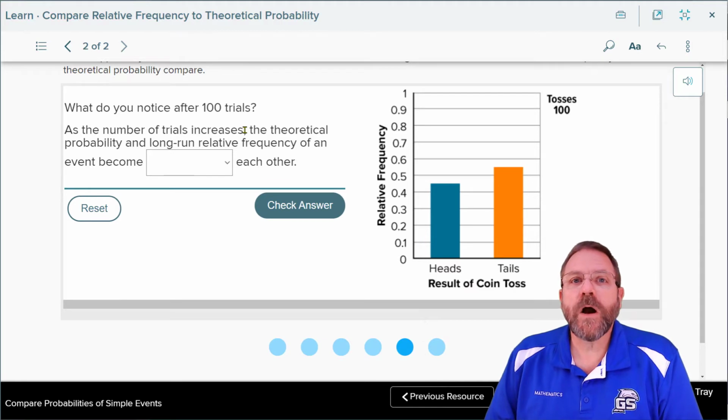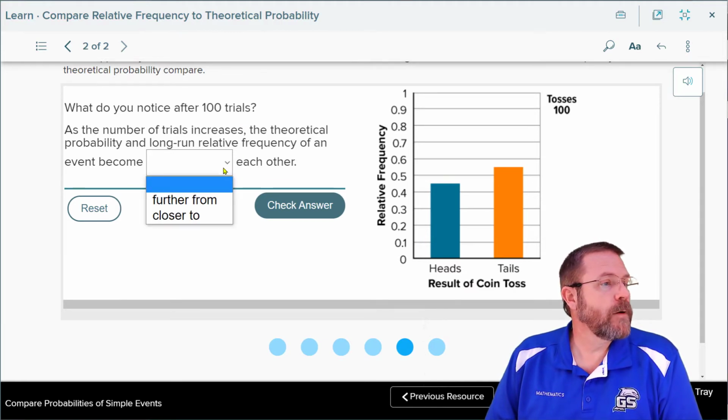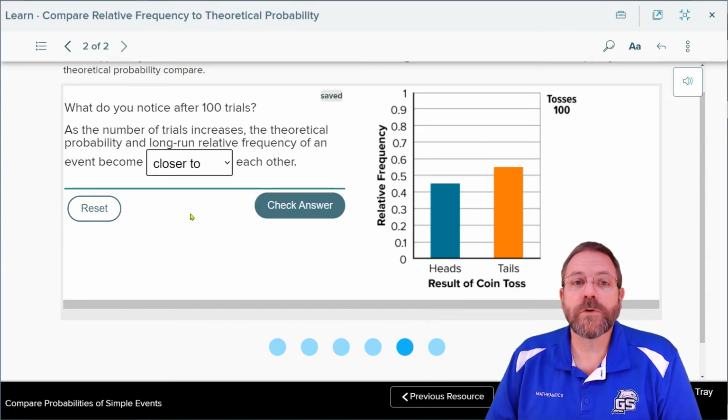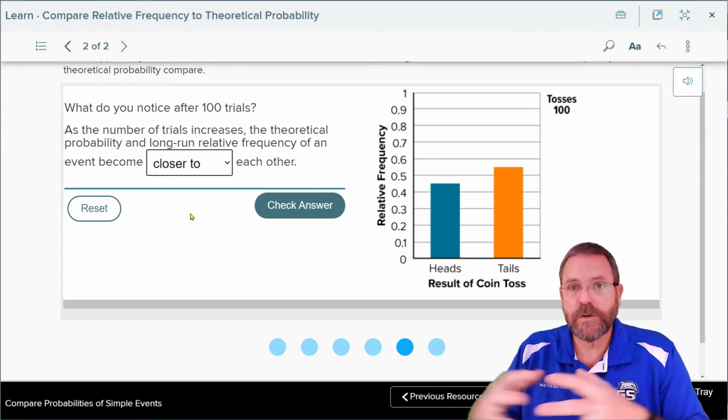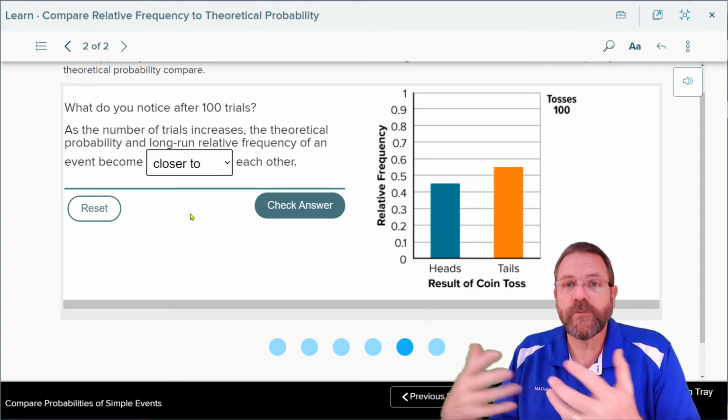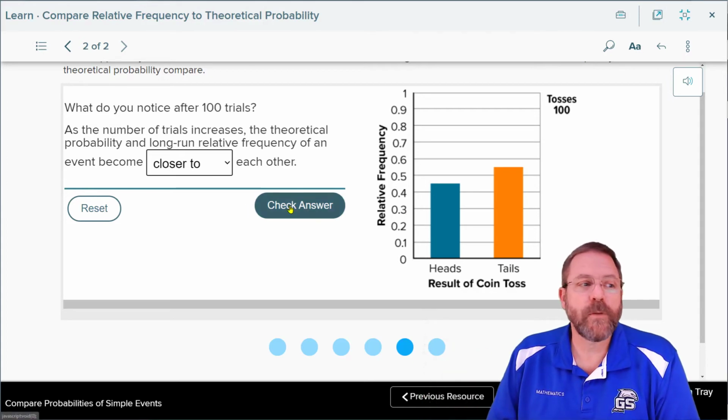Take it even further. Now they've done 100 flips, which is a lot of flipping of the coin. How does it happen now? Let's see, it says that as the number of trials increases, the theoretical probability and the long run relative frequency of the event become closer to each other. The more flips you have, the more likely it is that you're going to get closer to that 50-50 ratio you're supposed to have when flipping coins.